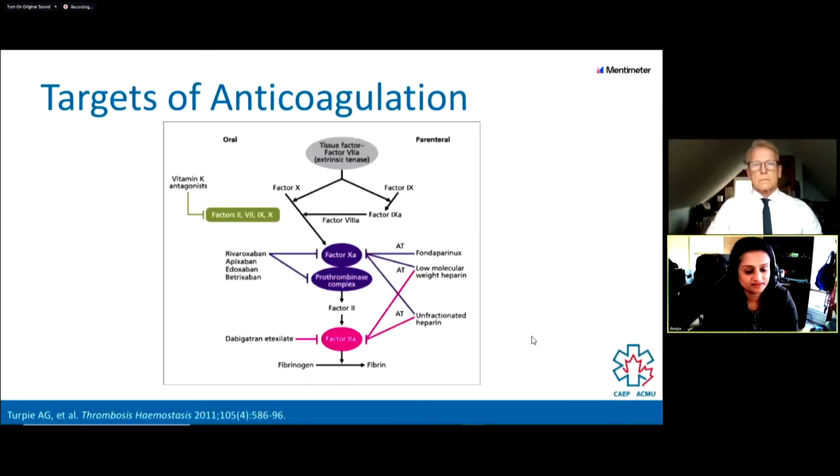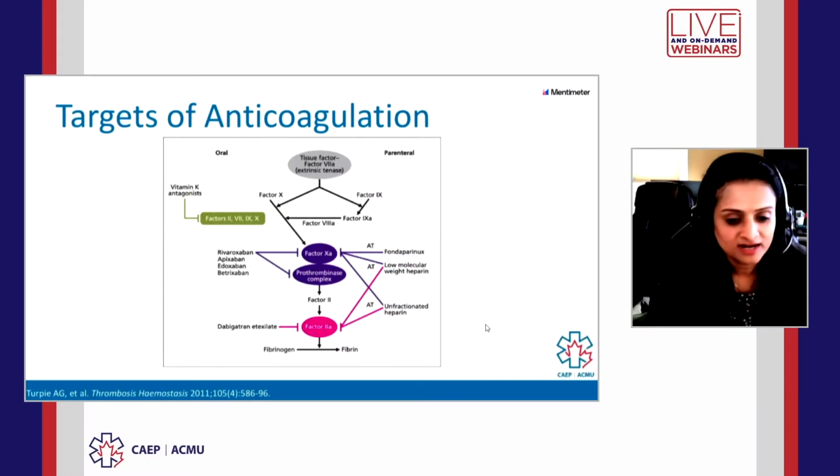So to begin the topic, it's good to understand where the targets of anticoagulation are. We all understand anticoagulation is a mainstay of treatment for the thromboembolic disorders, mainly due to their tremendous therapeutic advantage in reducing overall mortality and morbidity in these patients. The options have certainly expanded over the past decade with the introduction of the direct oral anticoagulant agents.